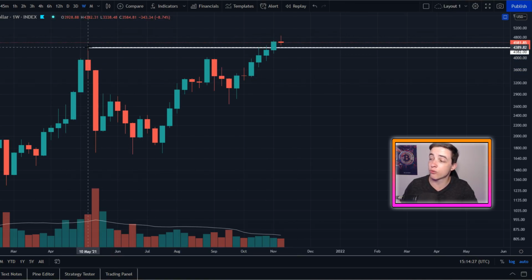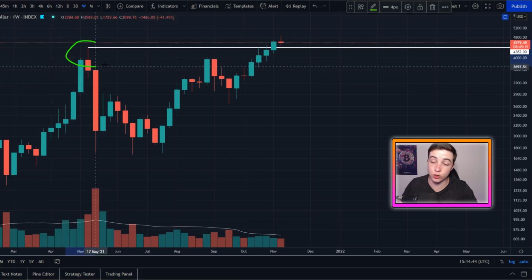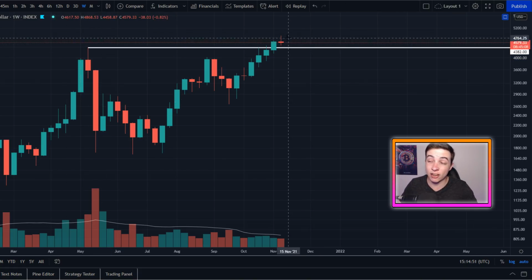And that is coming in at roughly around 4.4K. And so far, Ethereum has had one weekly candle close above this all-time high level, which by the way, Bitcoin hasn't even seen a weekly candle close above its previous all-time high that we set back in April. So in regards to the weekly candle closes, Ethereum is actually ahead of Bitcoin.